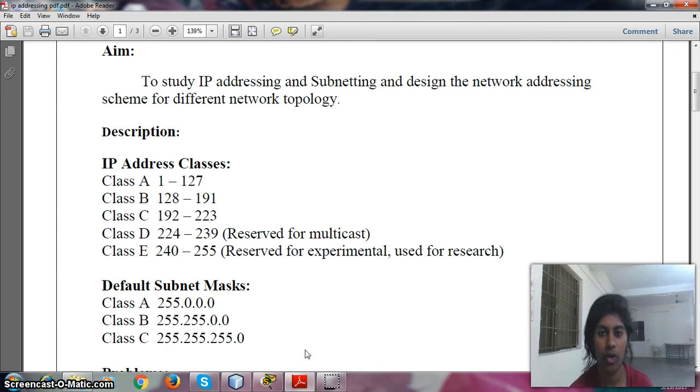My registrar is UN5CS120, and here I'm going to do IP address addressing and subnetting and design the network. And here the IP address classes are already fixed: class A is 1 to 127, class B 128 to 191, class C 192 to 223, class D 224 to 239, and class E 240 to 255.